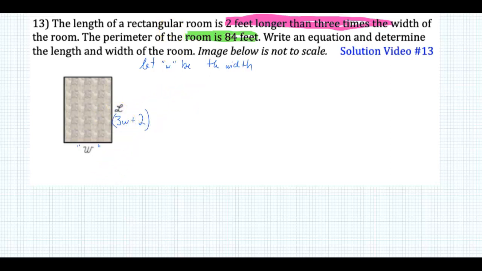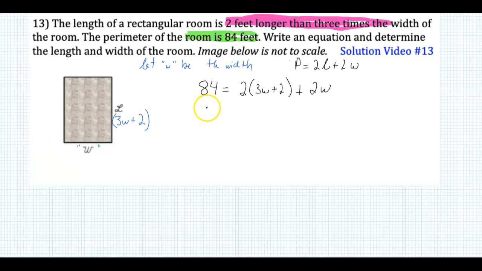We know that perimeter is equal to all the sides, or double the length, 2L, plus 2W. In this case, we know the perimeter is 84, and that is equal to 2 lengths. The length we determined is 2 more than 3 times the width, right? So we have 3W plus 2, plus, this is a tricky question, isn't it, 2W, because there's 4 sides, so 2 lengths and 2 widths. If you want to add them up separately, that's also fine.